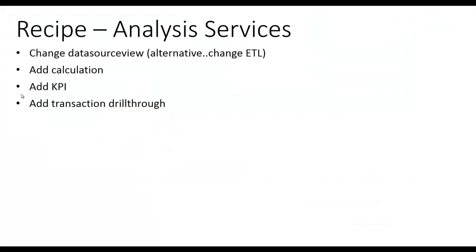So now we've seen the functional baseline. How does our recipe within Analysis Services look? We're going to change the data source view to capture the negative sales transactions. We're going to add a calculation within the cube. We're going to add a key performance indicator. And finally, we're going to add an action, a drill through to the URL of the client application.